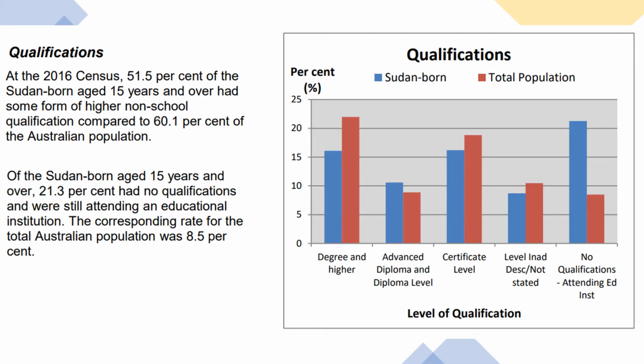So here we've already looked at this graph before. This shows you the level of qualifications of people born in Sudan versus the total population, and you'll see there's many more Sudan-born people who don't have any qualifications at all, and fewer who have degrees or higher. Remember, this is Sudan-born people, so this doesn't necessarily mean all Sudanese Australians, because as mentioned, some Sudanese Australians were born in Australia. But, yeah, less educated in general.